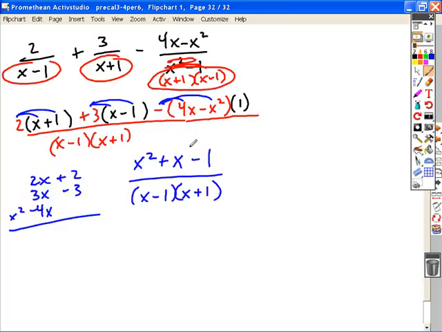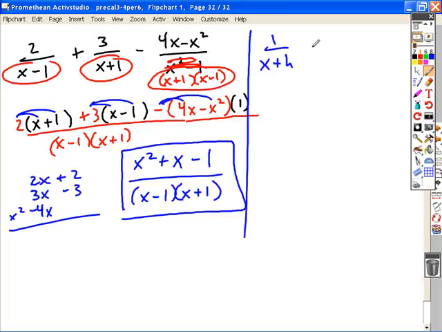Okay, can I factor this numerator any further? Any factors of negative 1 whose sum is positive 1? No. Let's see if you can simplify this expression, please. This is sample problem 5A on page 33.